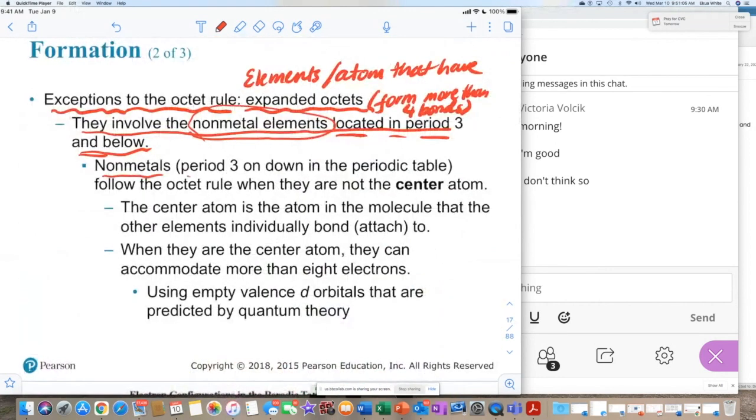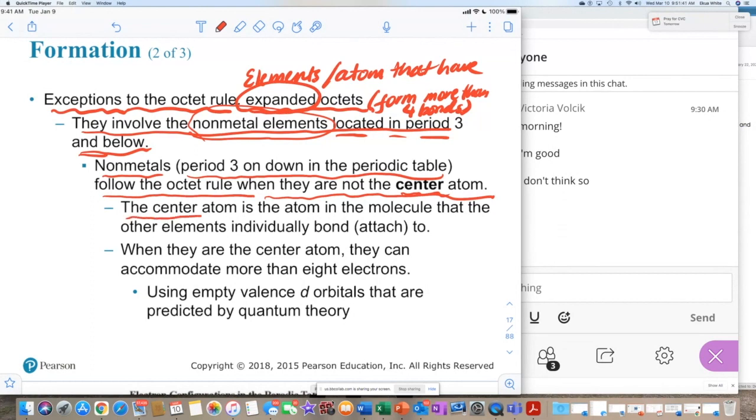Okay, so nonmetals in period 3 on down in the periodic table follow the octet rule when they're not in the center. Remember, for them to have that expanded octet, they have to be in the center. They have to be the host holding on to other atoms. But if they're not in the center, they don't have to follow the above and beyond bond formation. They don't have to form an expanded octet. So if they are surrounding atoms, they bond normally. If they're the central atom and you have too many atoms surrounding them, they will expand to form more bonds.